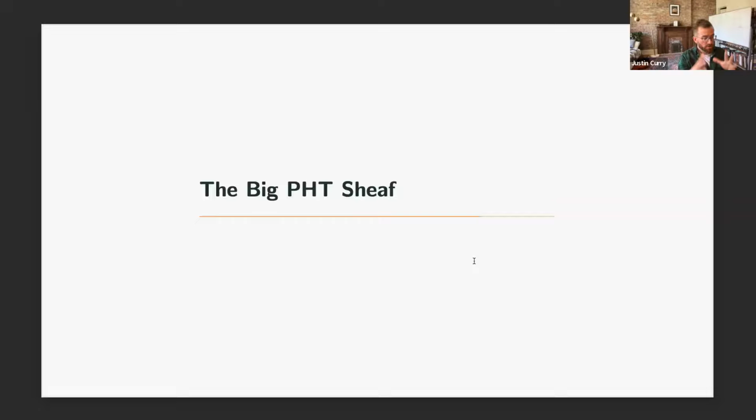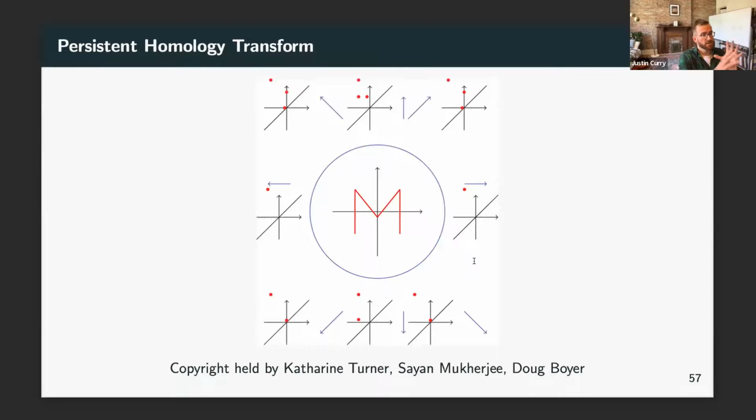So earlier we talked about this pipeline of data to these intermediary topological summary objects. I want to provide a different perspective on the space of data sets that takes advantage of this really neat construction called the persistent homology transform. This was something that was investigated and popularized by Kate Turner and her co-authors Sayan Mukherjee and Doug Boyer, both at Duke at the time.